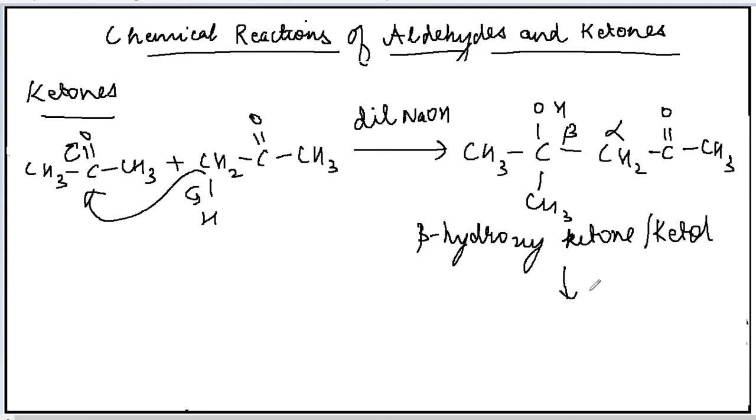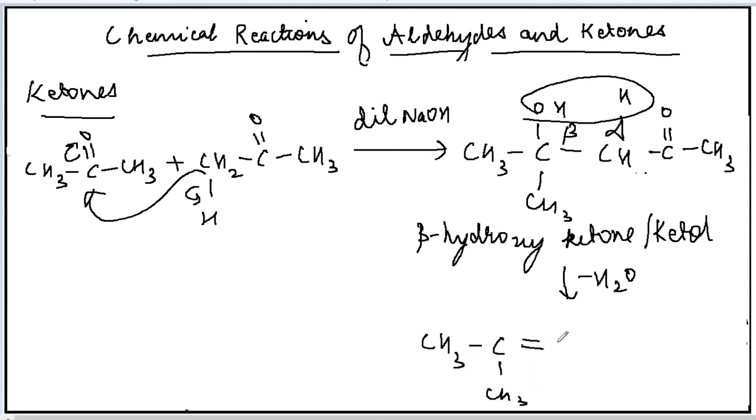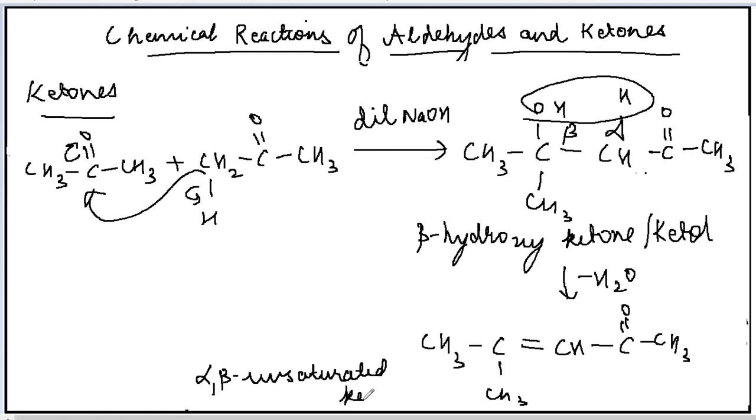Now this ketol will undergo elimination of the water molecule. How will that take place? I can open this and write this in this manner. The water molecule will be eliminated, giving you an alpha beta unsaturated ketone. This is the alpha carbon and this is the beta carbon. There is a double bond between them, which becomes the alpha beta unsaturated ketone.